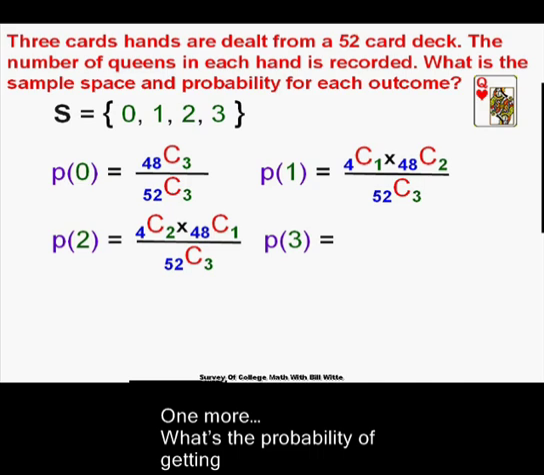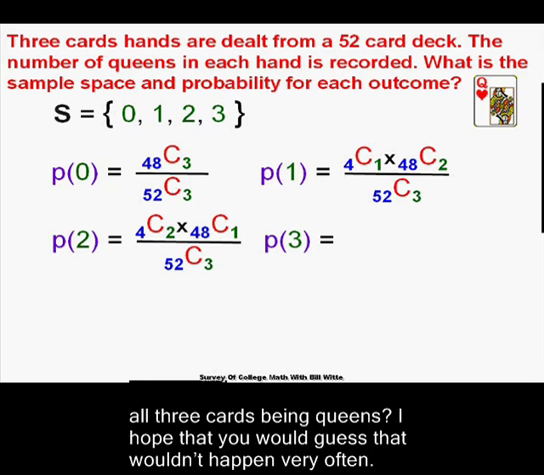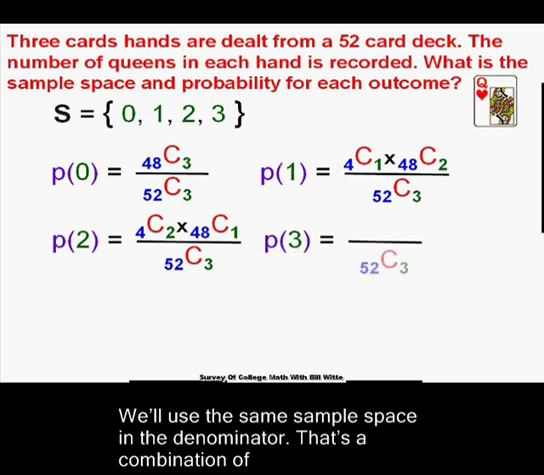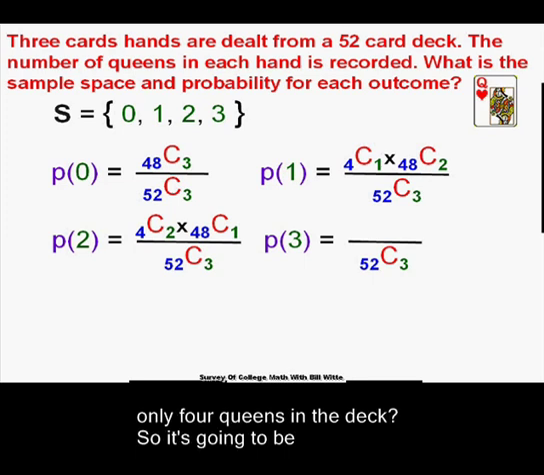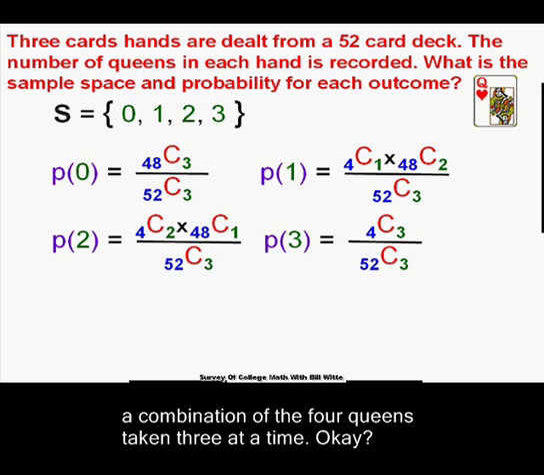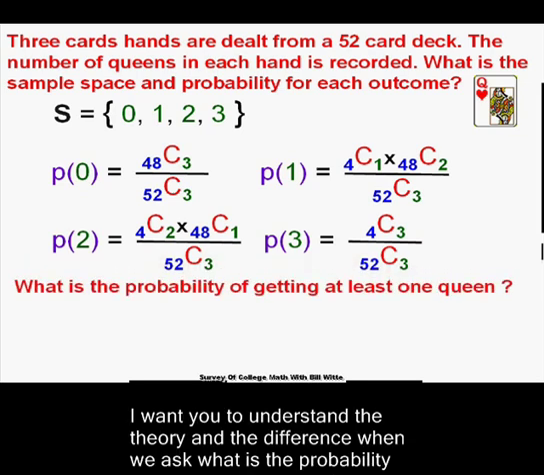One more. The probability of getting all 3 as queens. Well, I hope you appreciate that's not going to happen very often. But we'll use the same sample space in the denominator: a combination of 52 cards taken 3 at a time. Now, how many ways can we get 3 queens? Well, we only have 4 queens, so it's going to be a combination of 4 queens taken 3 at a time. I can do that, but I don't want to.